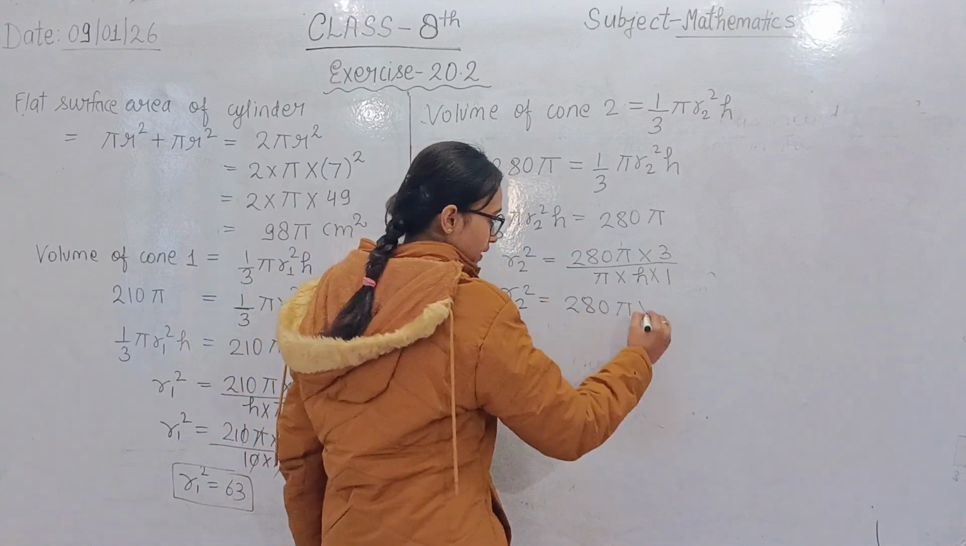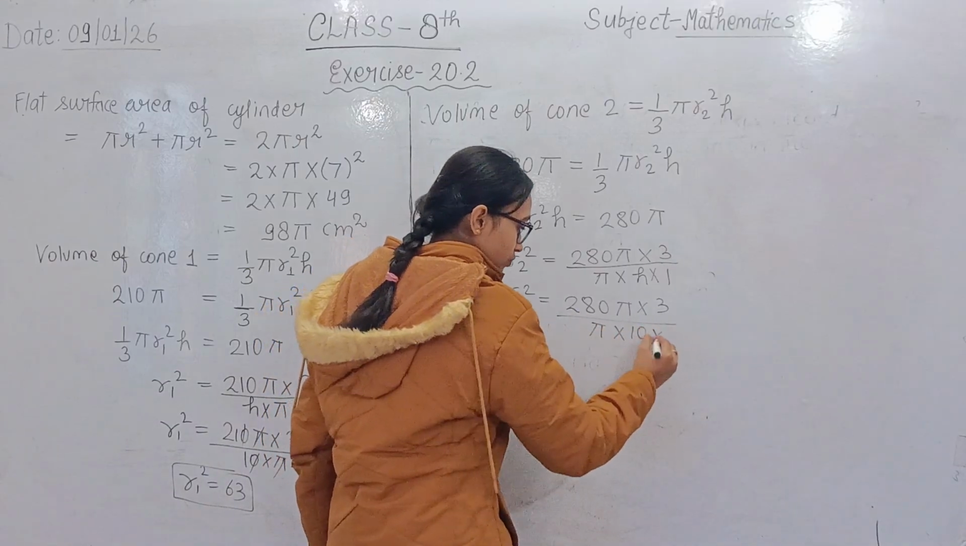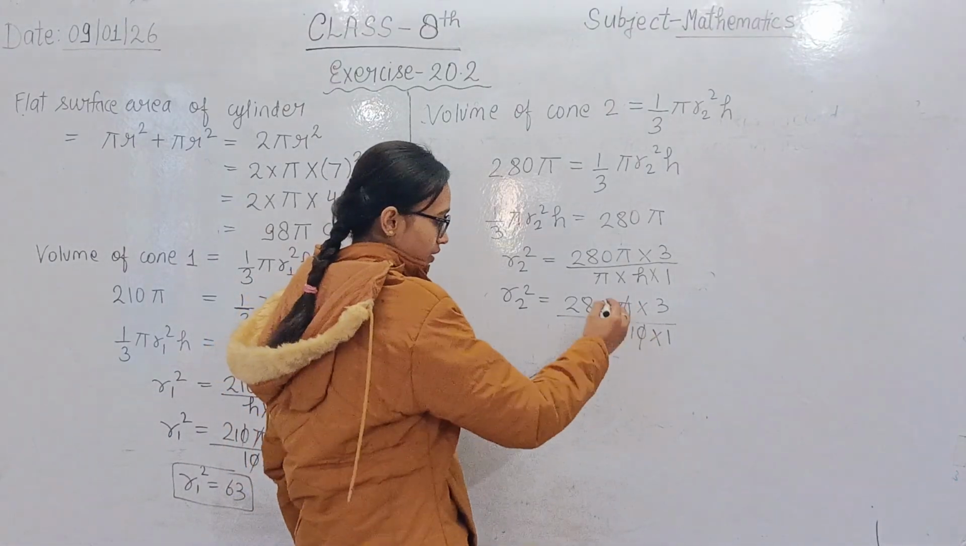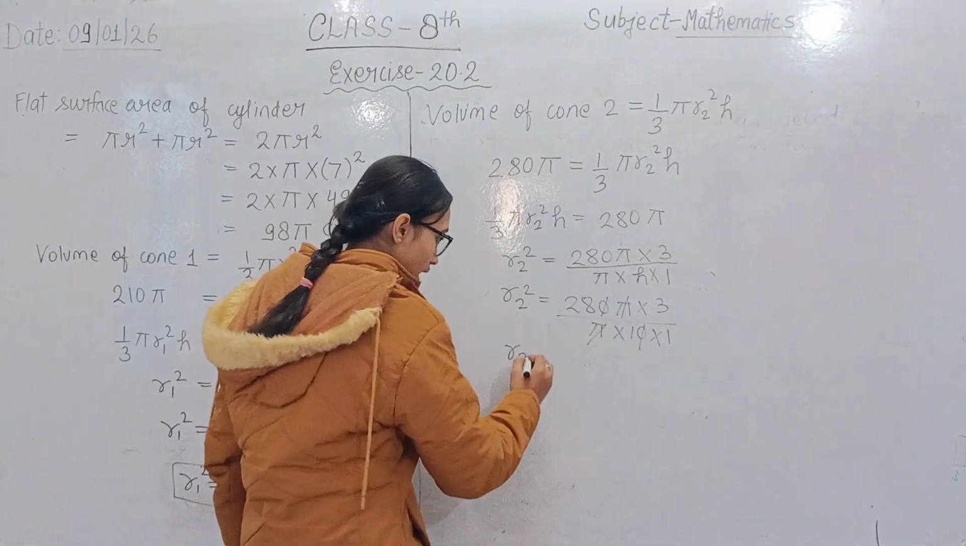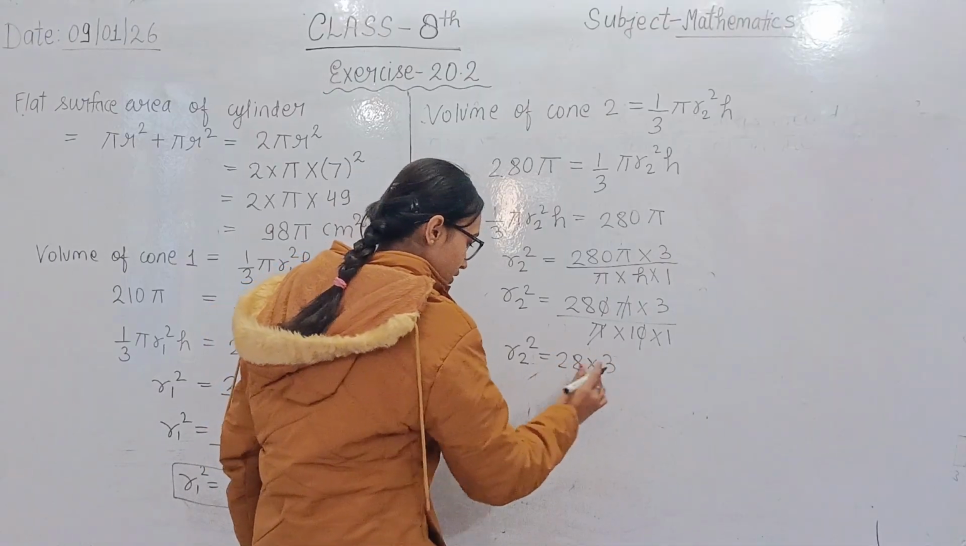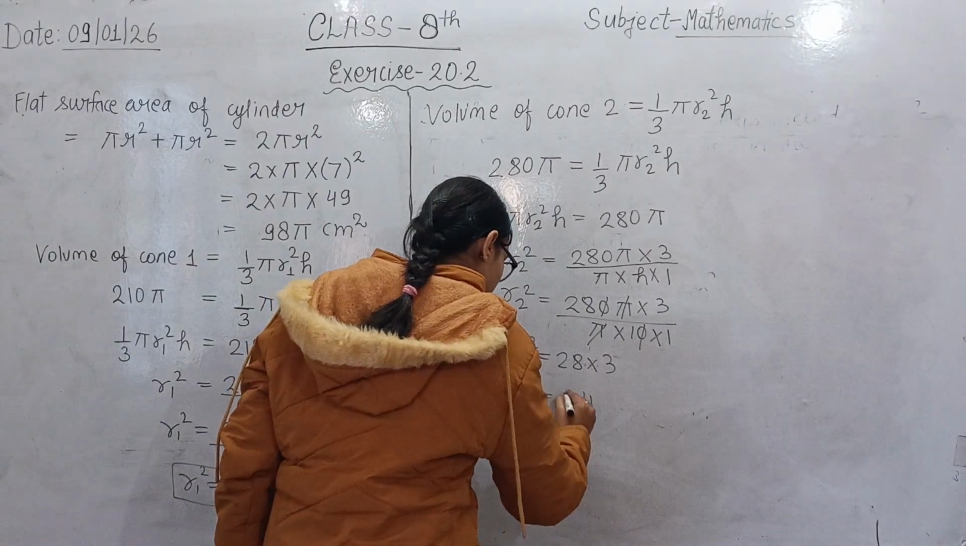280 pi multiplied by 3 upon pi multiplied by 10 into 1. Pi and pi will get cancelled out. 0 and 0 will get cancelled out. So r2 square is equals to 28 multiplied by 3. On multiplying this, we get it as 84.